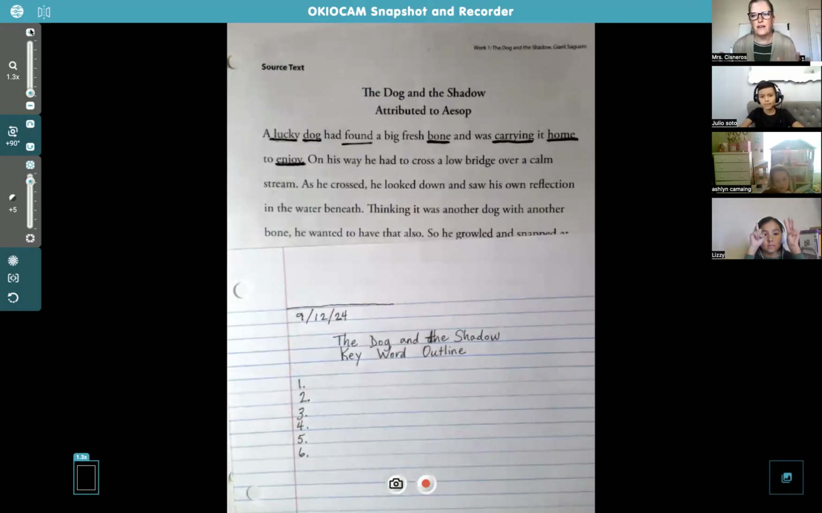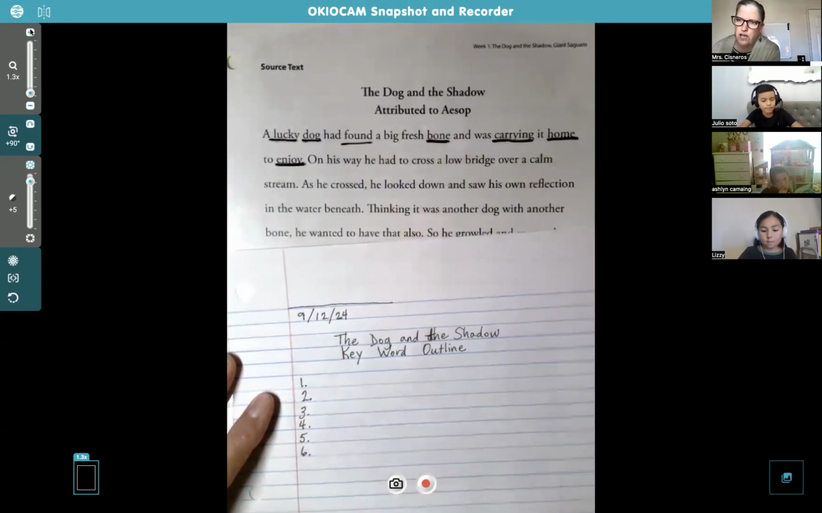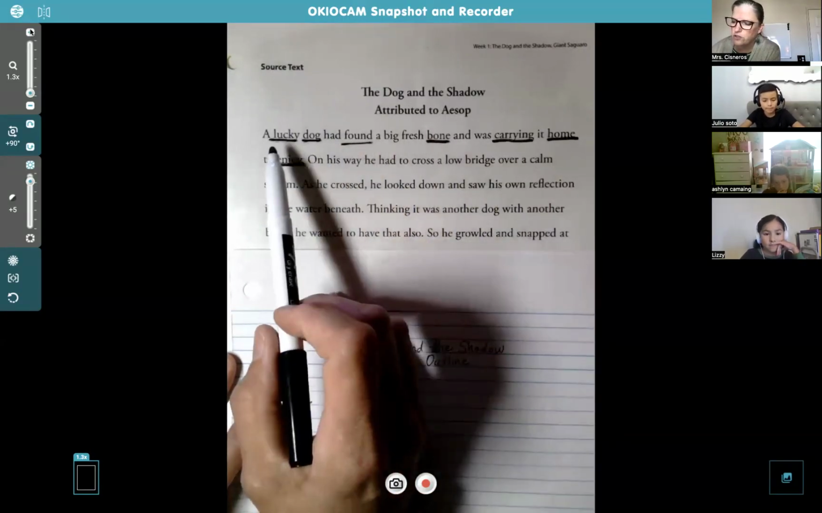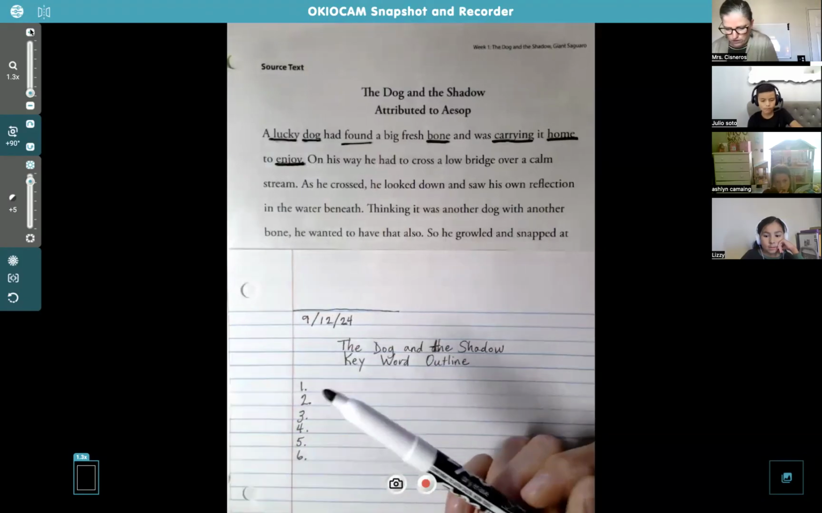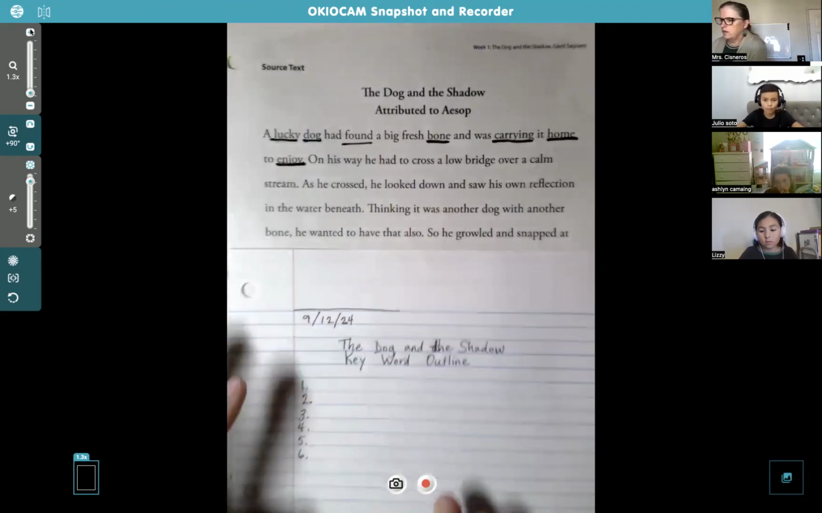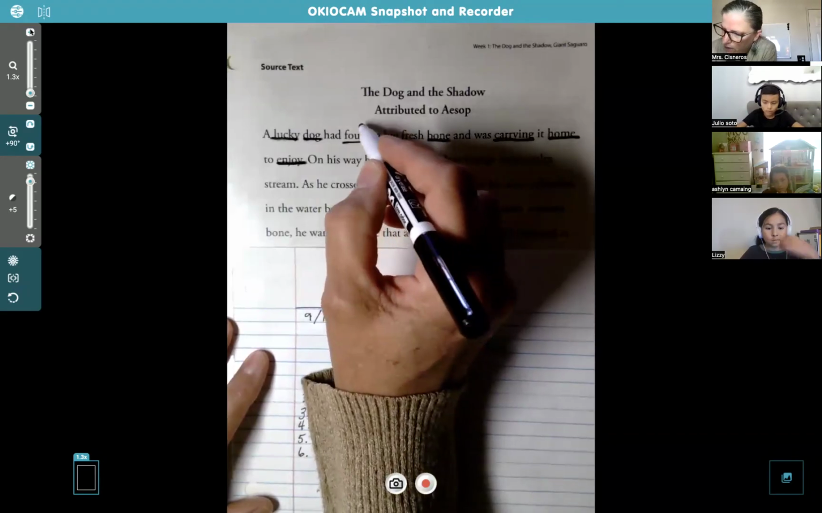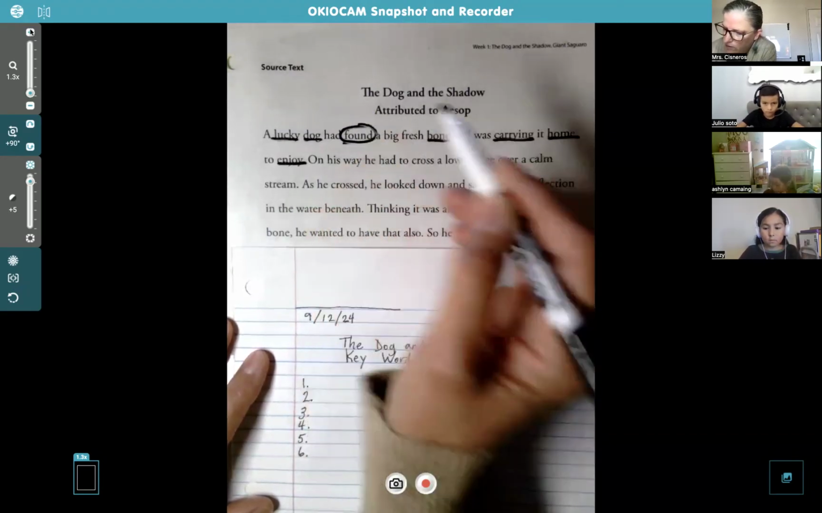So now we got to pick the most important of those keywords. Well, I know we're talking about a dog because that's the name of the title. I'm not going to choose lucky or dog. I might choose found, though. I think found is important to know. So I'm going to circle found.